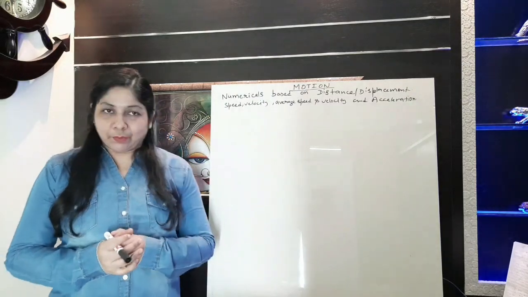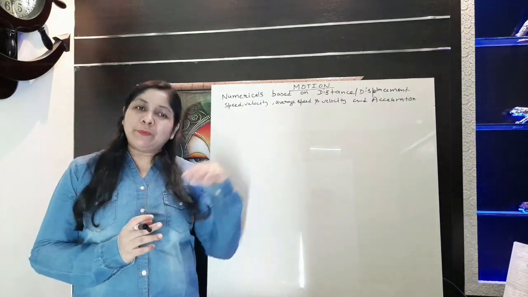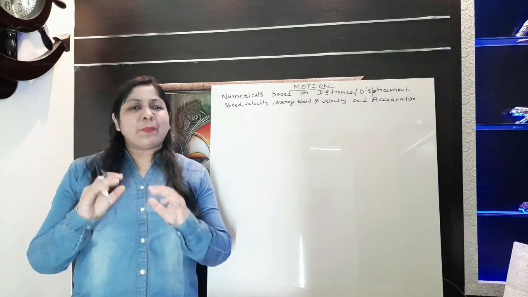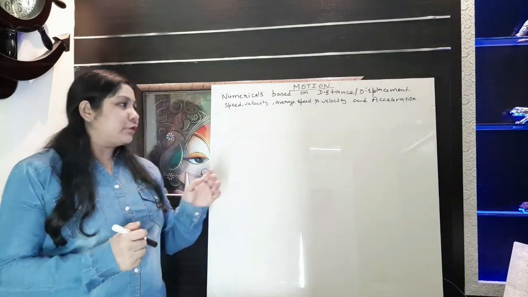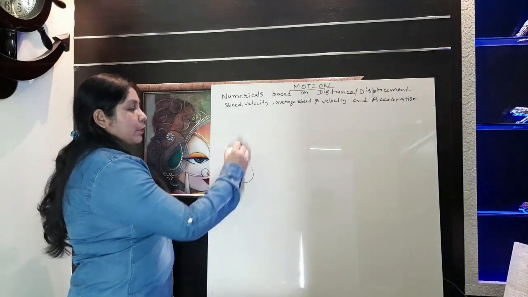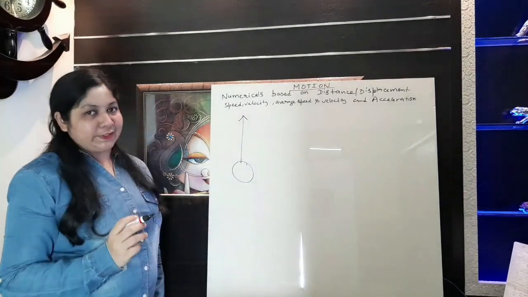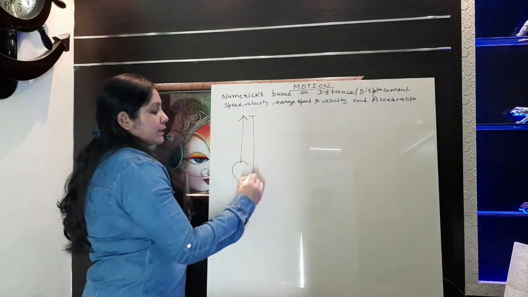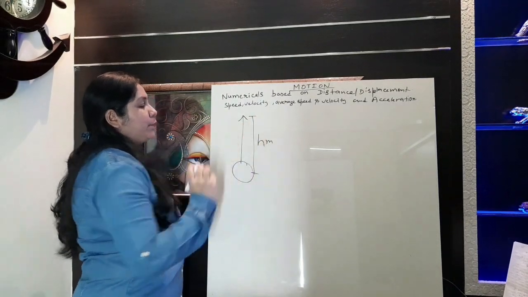Let's suppose you have a ball. You are throwing this ball in a perpendicularly upward direction. Suppose it reaches the height h. I'm just drawing it so it will be more clear. I have a ball, I'm throwing it perpendicularly upward. How much height is it covering? Suppose it reaches a height of h meter.